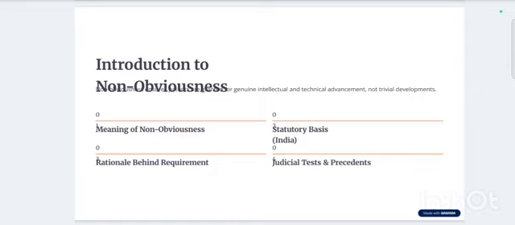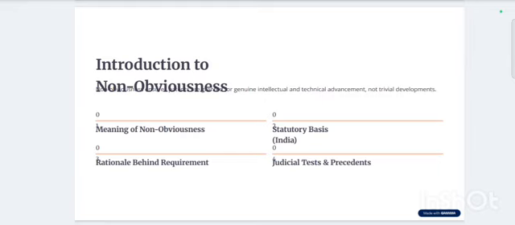In this video, I'll be talking about the meaning of non-obviousness, its statutory basis under the Indian patent laws, the rationale behind the requirements, the judicial tests applied to assess non-obviousness, and the important judicial precedents.